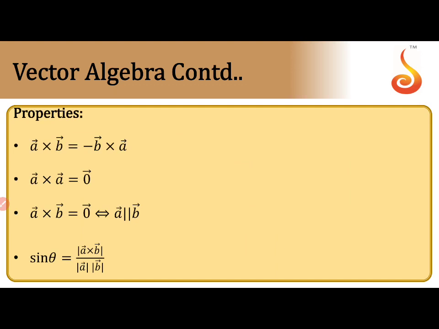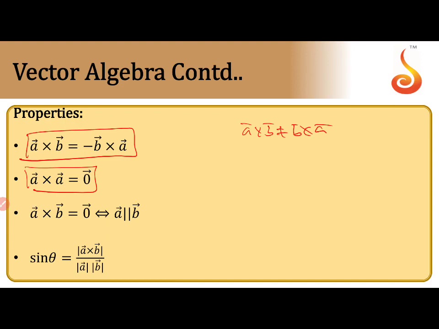Next, properties of the cross product. A cross B equals minus of B cross A. Generally A dot B equals B dot A, but here A cross B is not equal to B cross A. A cross B equals minus of B cross A. Next, A cross A equals 0 bar.